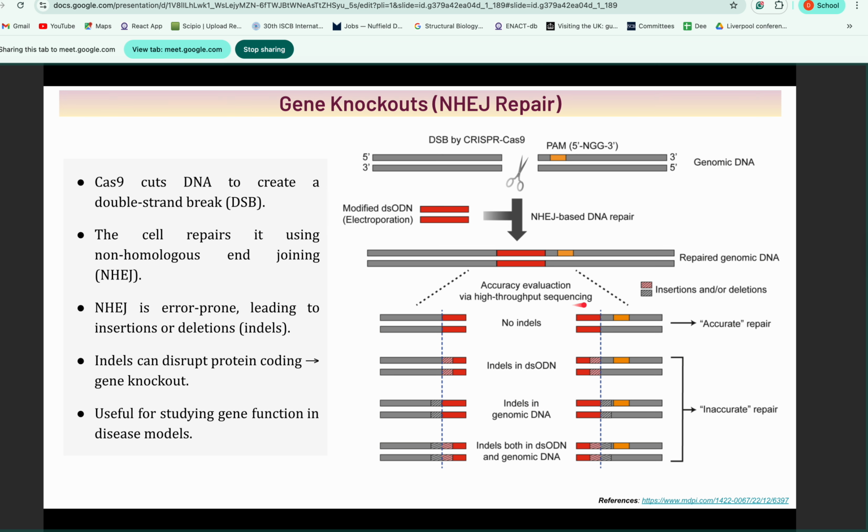So accuracy evaluation by high throughput sequencing. In this case, this is the accurate repair when no indels have taken place. This is indels in the double-stranded ODN. Okay, so this box represents the insertions and this dark box shows the deletions.